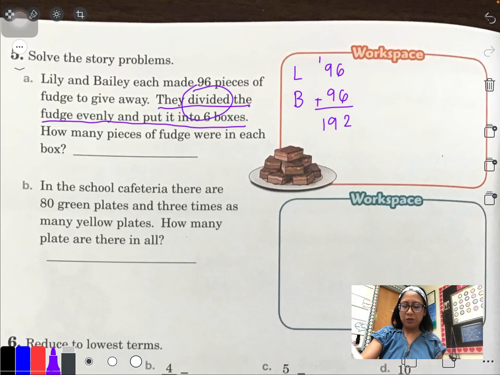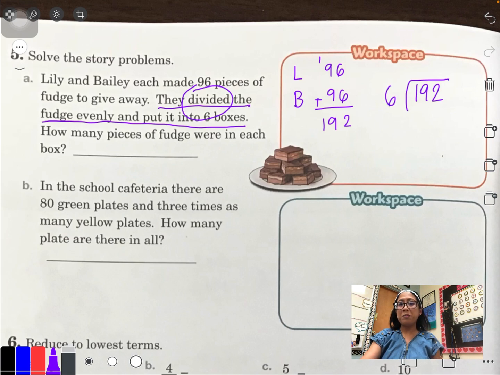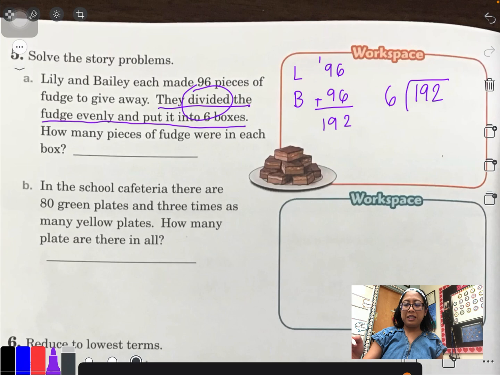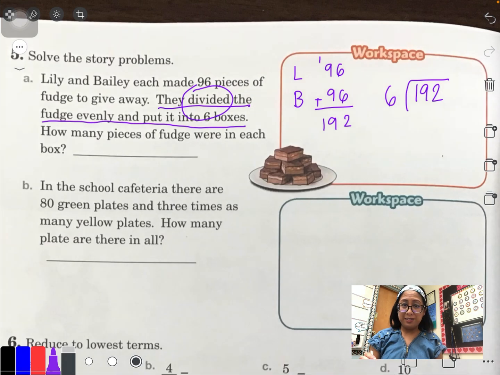Divide. All right. So here's what I'm going to divide. 192 divided by 6, because I have 6 boxes. And that's going to tell me how many brownies are going to be in each box. Now, when I was your age, I thought that it was going to be 96 divided by 6. You know why? Because I only see one of these here. Look, 96, 6, the word divide. Oh, it's going to be 96 divided by 6.